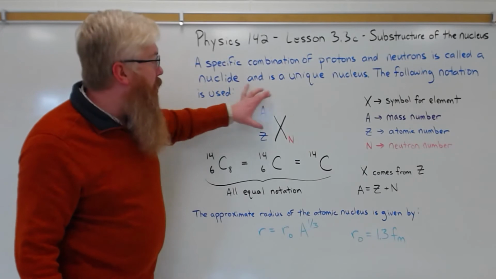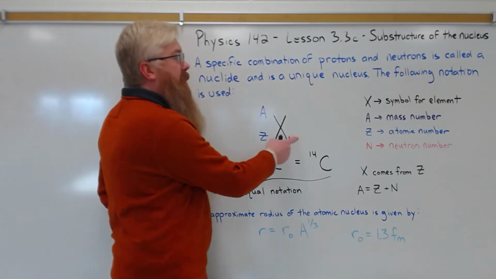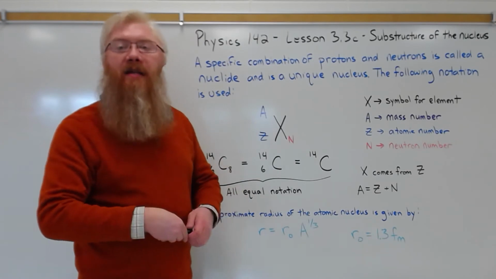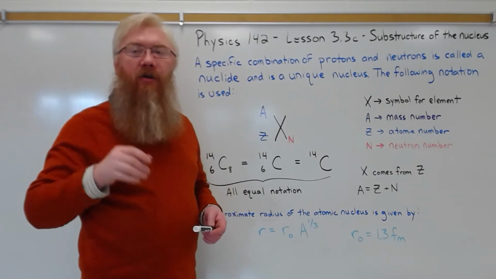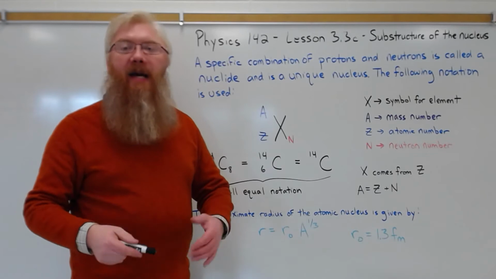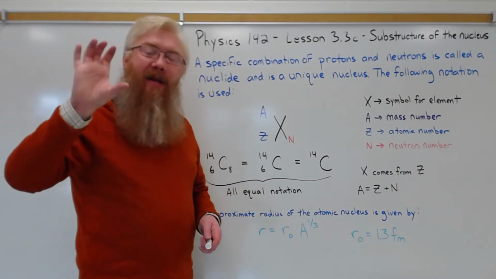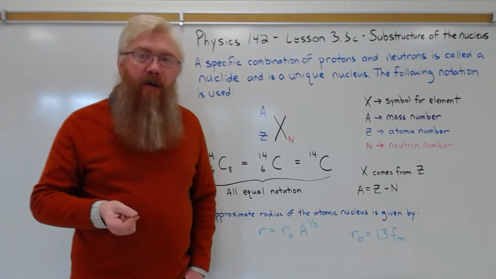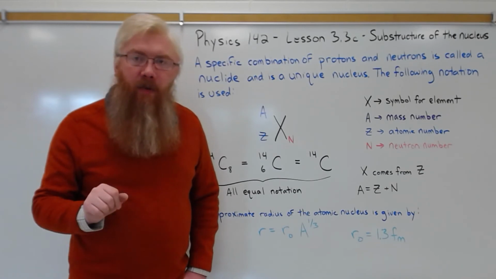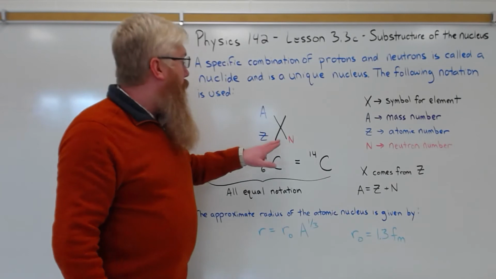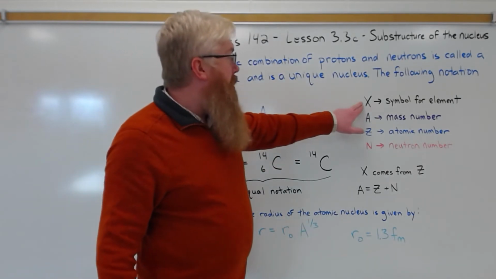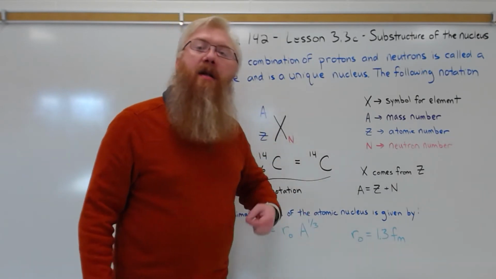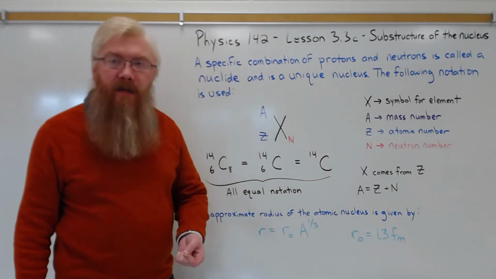So we have four different things. X is just a symbol for the element. For example, hydrogen is capital H, helium is capital H, lowercase e, carbon is C, oxygen is O, neon is capital N, small e. So there's a one or two letter designation that tells you what element you're dealing with. Once you know the element you're dealing with, you can write down right away Z, the atomic number, which is the number of protons in that nucleus.